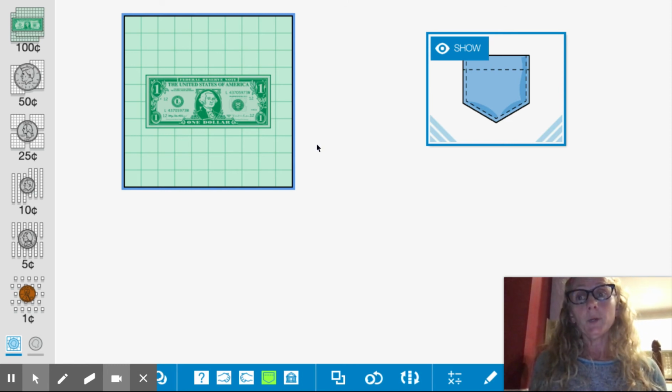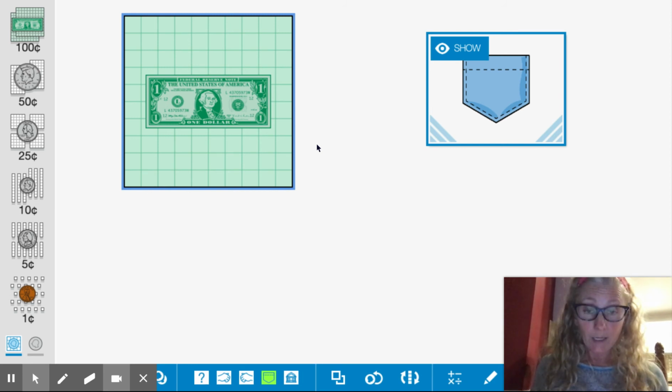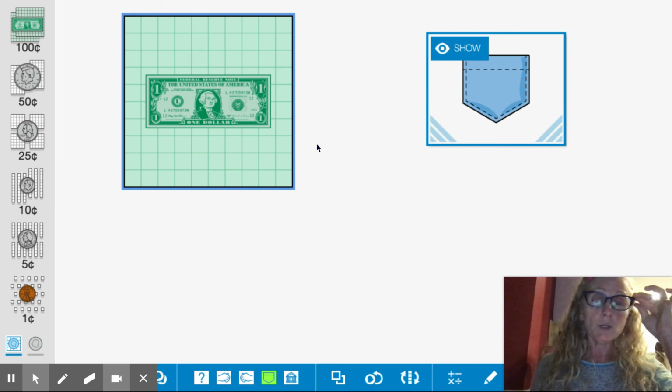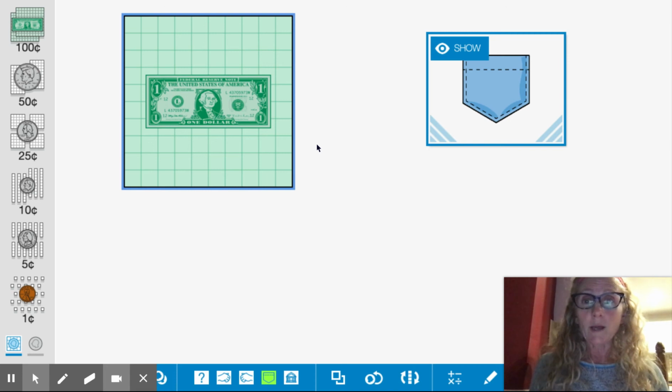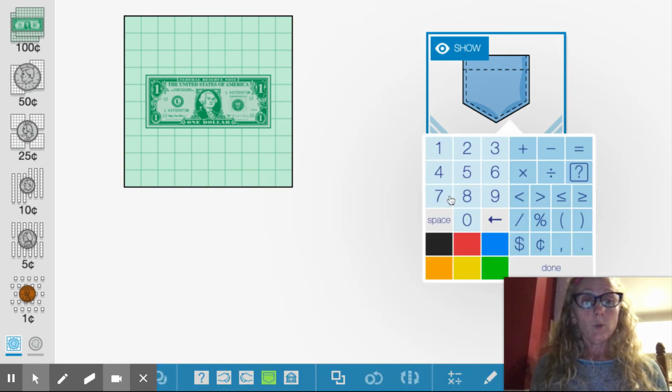It's very important that you know how to do this because sometimes cashiers make mistakes, and you always want to count your money and count the change that you get back to make sure that they gave you the right amount. So I just said 28 cents.